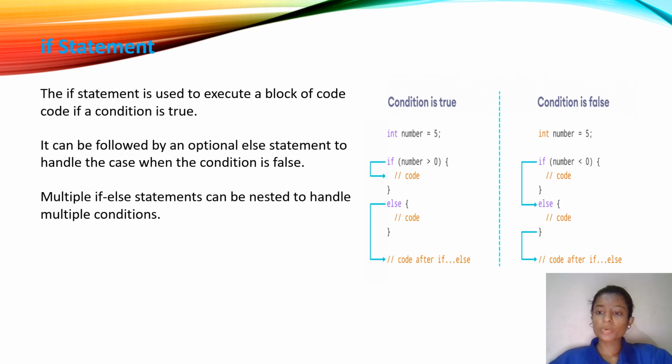Whether the condition is true or false, int number will be 5 in the true condition, or else in the false condition also the int number will be 5. Whereas if number is greater than 0 in the true condition, and in the false statement the number is less than 0. The code in the true statement will be the code after if else, and the false condition also will be the code after if else.